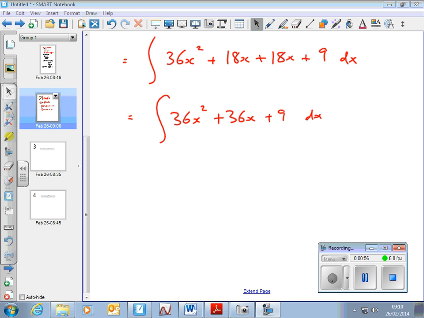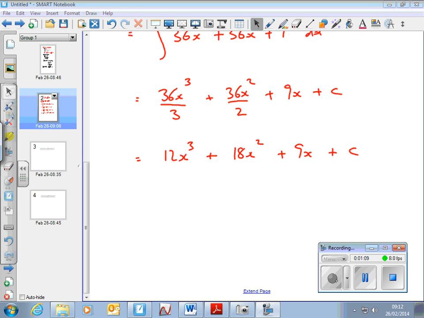Now I'm going to integrate this last expression here by using the standard integral: add 1 to the power, divided by the new power. So just go through, integrate that, see what you end up with. So hopefully you get that as your integral. This is your final answer here.